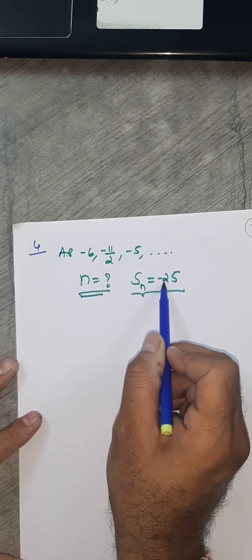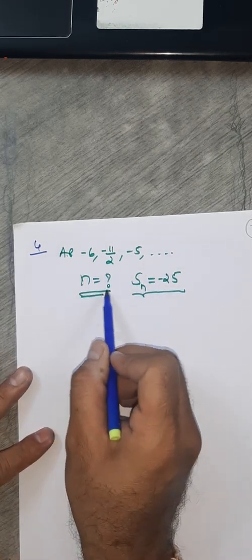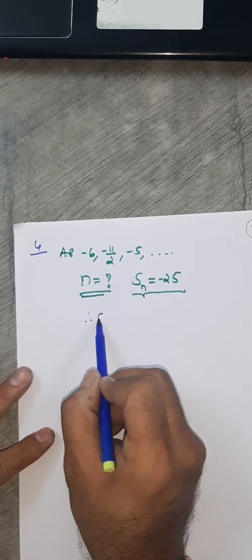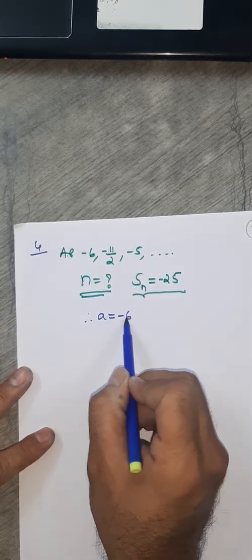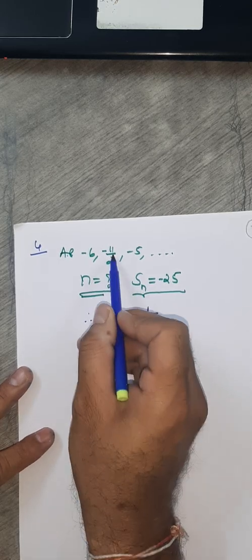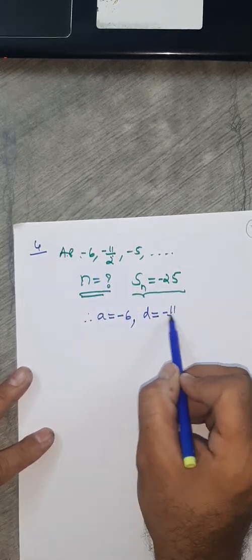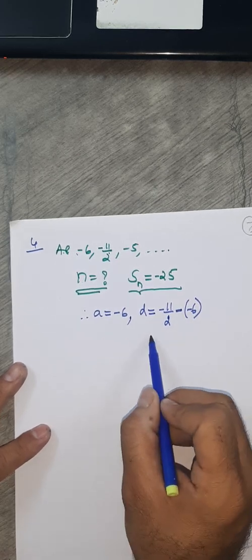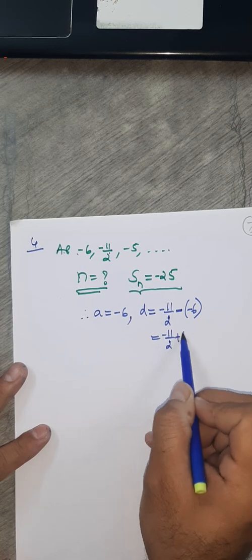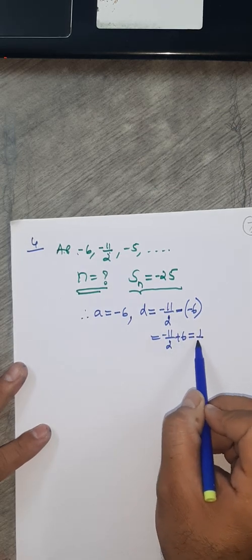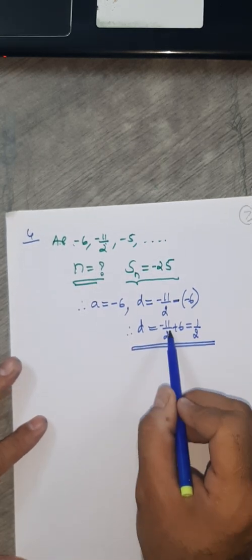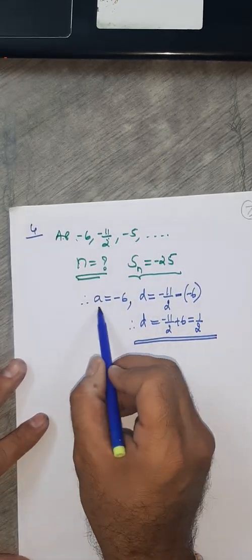So you have information about summation, which is minus 25. You want to get n, so you need to know what is A and D. So clearly A is the first term. What is that? Minus 6. D, common difference, term minus previous term. Minus 11 by 2 minus 6. Minus 11 by 2 plus 6, so this is how much? 1 by 2. So D is 1 by 2 here. Half. Fine. So you have your common difference and first term.